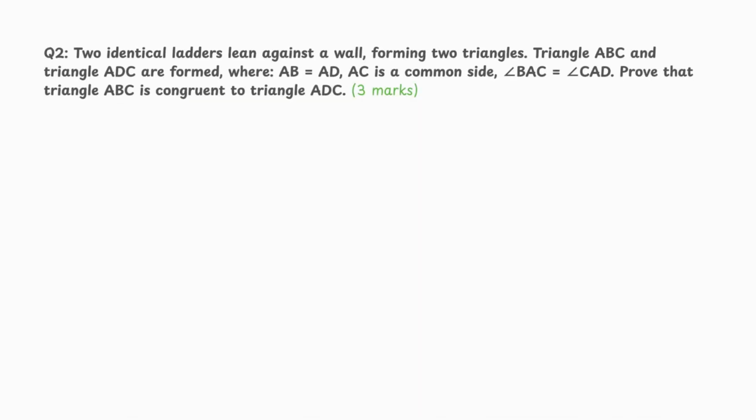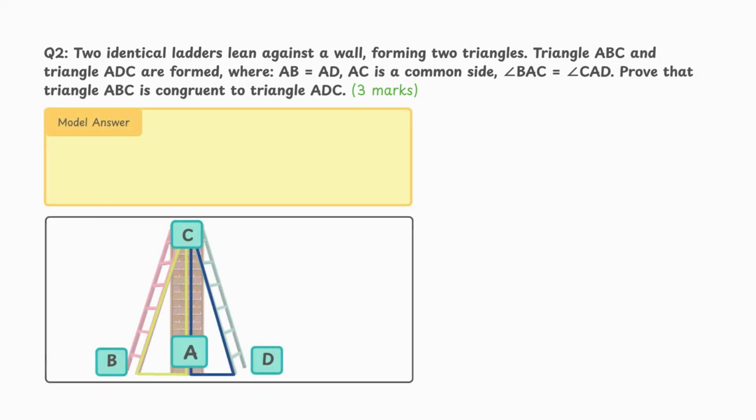Question 2. 2 identical ladders lean against a wall, forming 2 triangles. Triangle ABC and triangle ADC are formed. We are given that AB equals AD, AC is a common side, and angle BAC equals angle CAD. We are asked to prove that triangle ABC is congruent to triangle ADC. This is a 3-mark question, so we need 3 clear statements and then a correct conclusion.